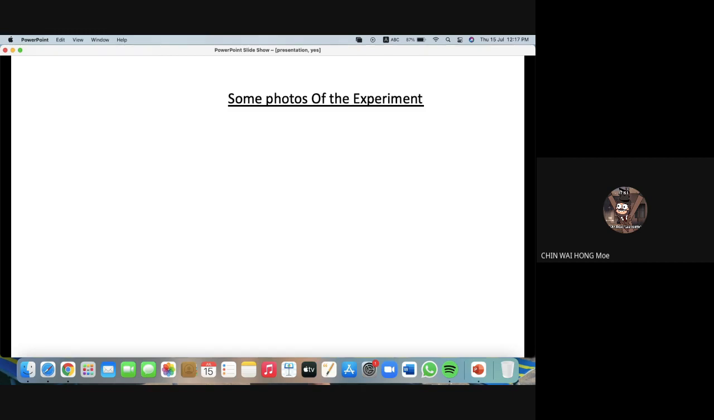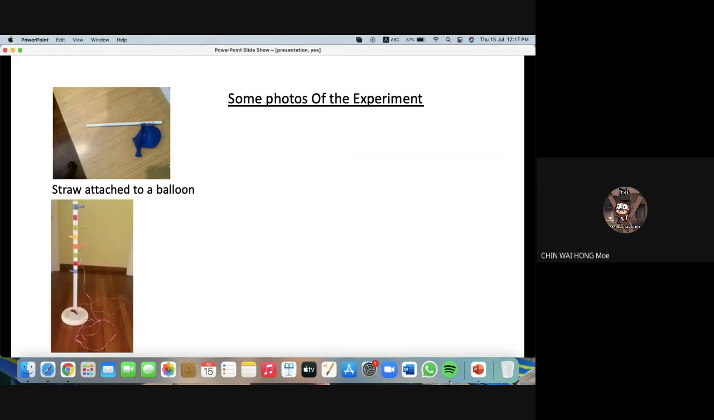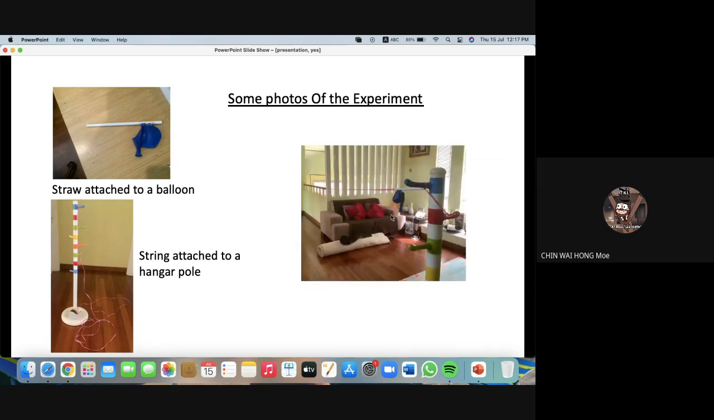Some photos of the experiment look like this. This is what's going to be attached to the string. This is the pole with the string attached. Here's the pink color right here. And this is the experiment tied to this pillar right here. This is the string. This is the straw and the balloon.